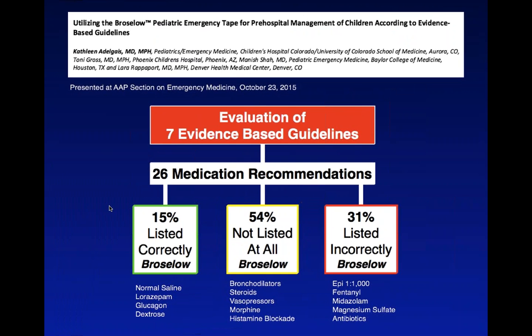So that's that. We also found this paper, an abstract that was just presented in Boston at AAP in October, which showed exactly what we've been saying all along, which is finally coming to fruition: even in the evidence-based guidelines, there's 7 of those where most of the medications are not listed at all. And when you look at the incorrectly listed ones, fentanyl is there, and morphine is clearly missing from there.